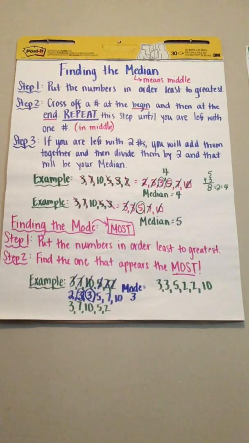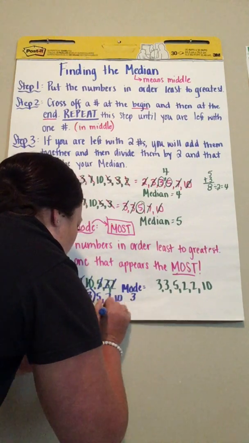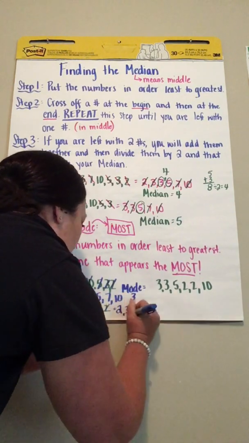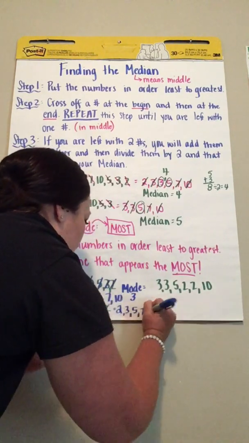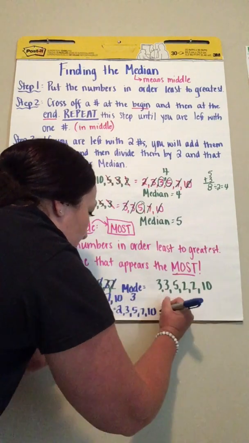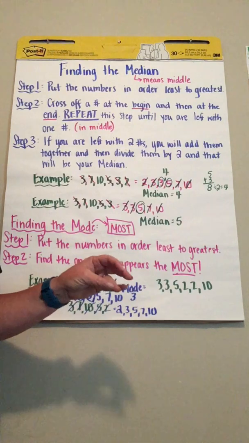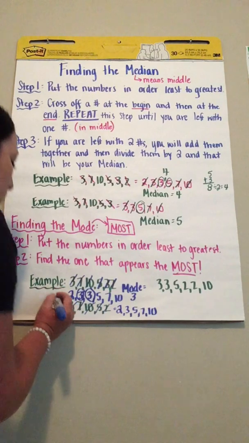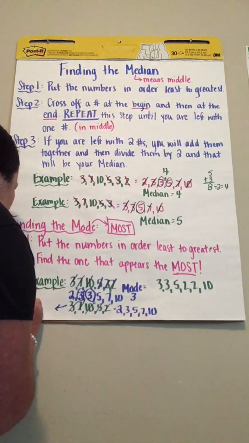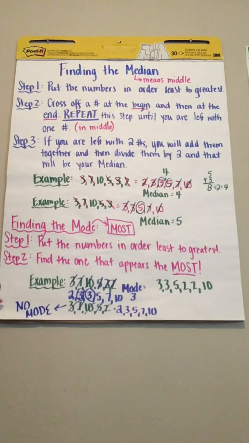All right, so this one down here, put them in order from least to greatest. I'm going to go over here. I have 2, 3, 5, 7, and 10. All right, so do you see any numbers that repeat here? We have 1 two, 1 three, 1 five, 1 seven, 1 ten. None of these numbers repeat, so there is no mode. So this one has no mode because none of those numbers repeat.